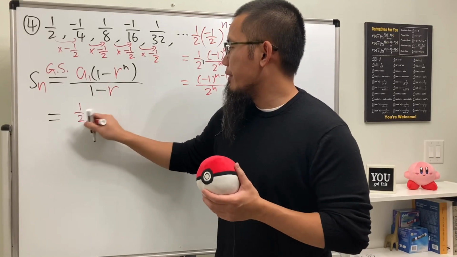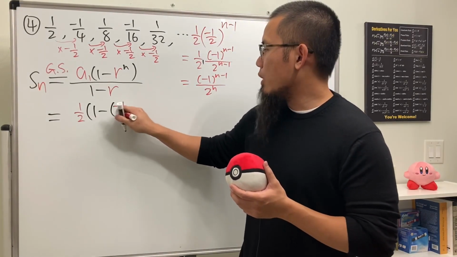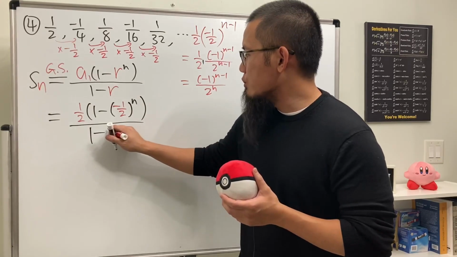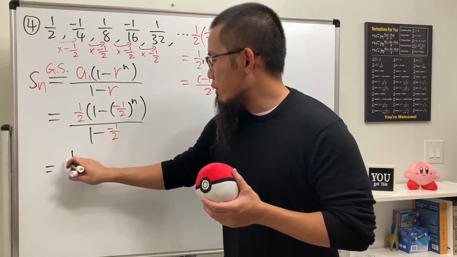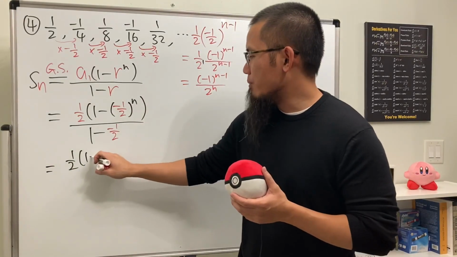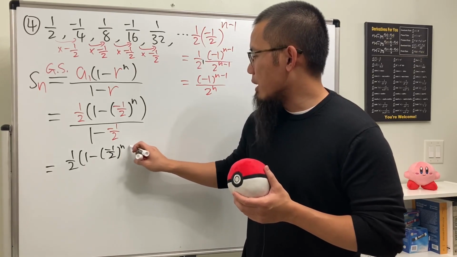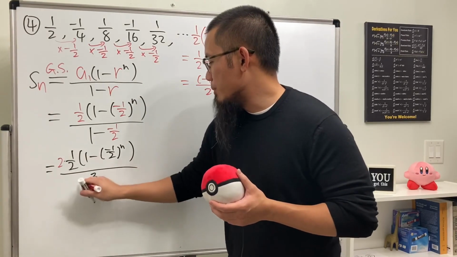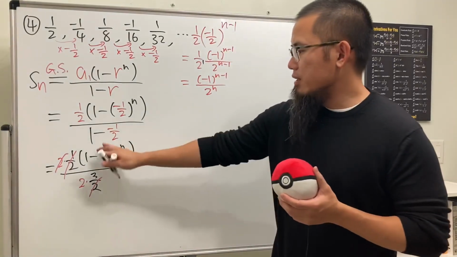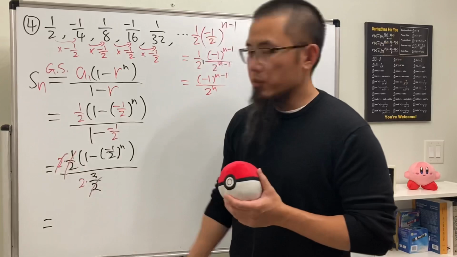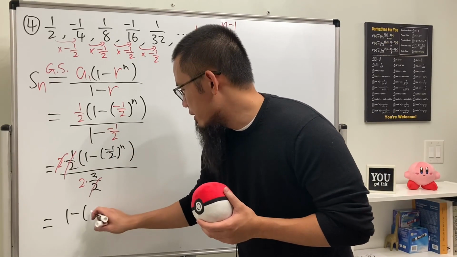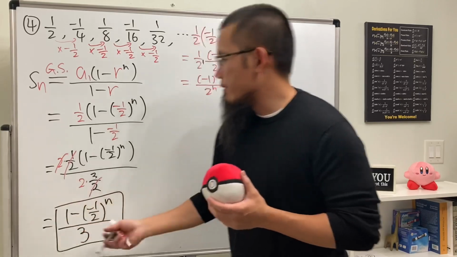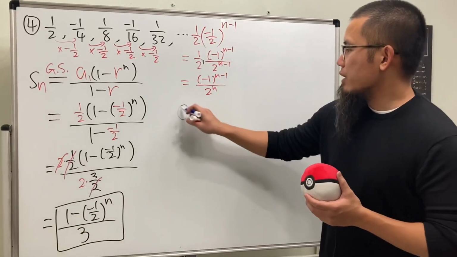a1 is 1/2, and then multiply by 1 minus, r is negative 1 over 2, and then we have that raised to the nth power, and then divided by 1 minus r, which is negative 1/2. Okay, so this is 1 over 2 times 1. You have to keep this, so we have minus negative 1 over 2 to the nth power, and all divided by, this is going to be 3 over 2. And then we can just get rid of the 2 by multiplying this and that by 2, right? Okay, so we have this over 3. So the Sn formula is just 1 minus parentheses negative 1 over 2 raised to the nth power, all divided by 3. Yeah, pretty nice.